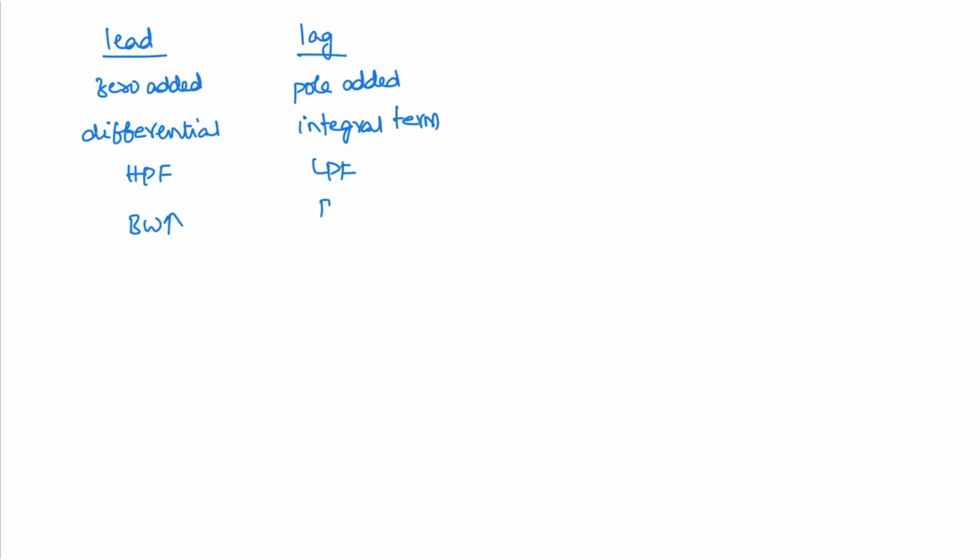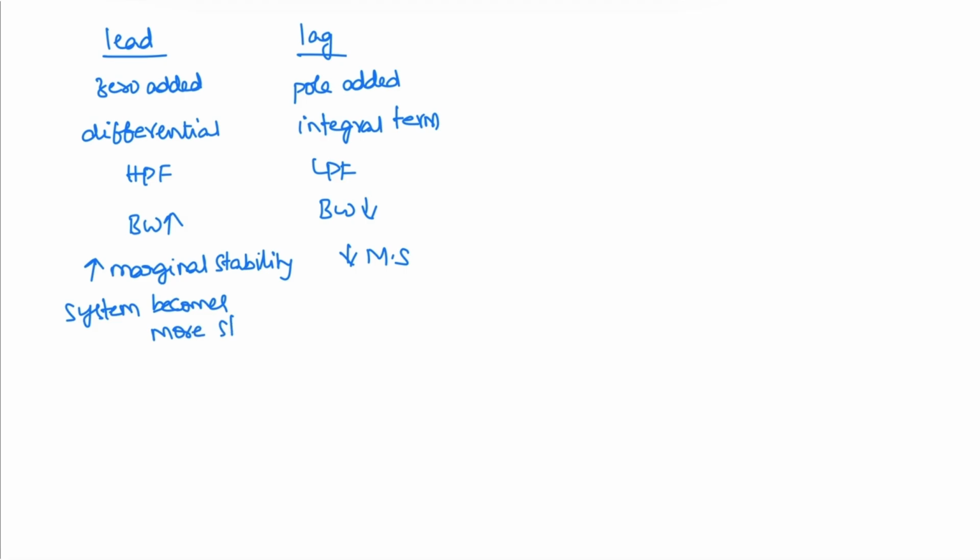Next, in a lead compensator, the bandwidth increases. Here the bandwidth of the system decreases. With a lead compensator, the system becomes more stable: system stability is increased, it increases marginal stability. Here it decreases marginal stability. So when marginal stability is increased, the system becomes more stable. Decreased marginal stability means the system becomes less stable.